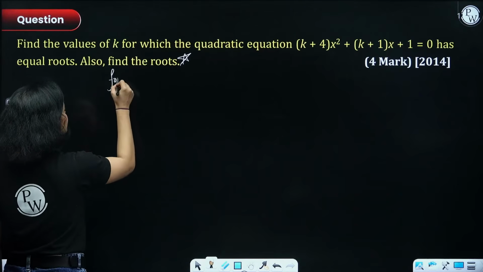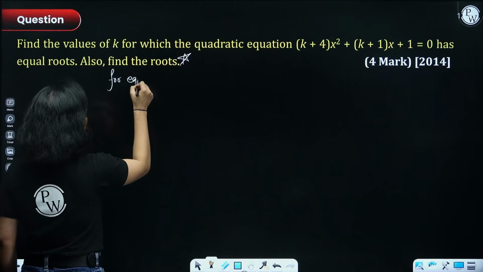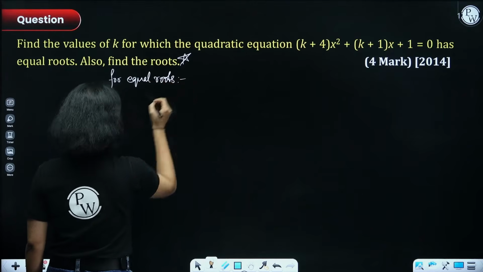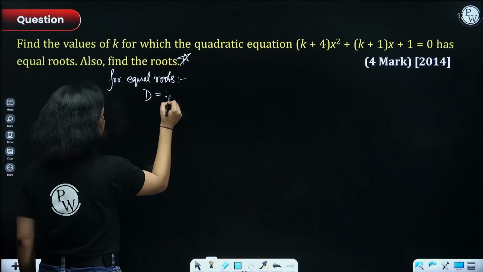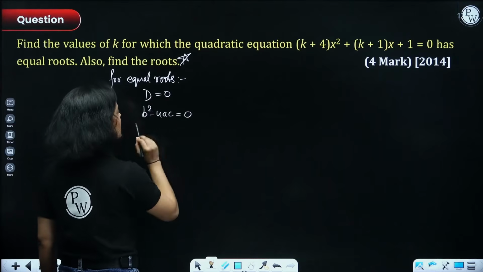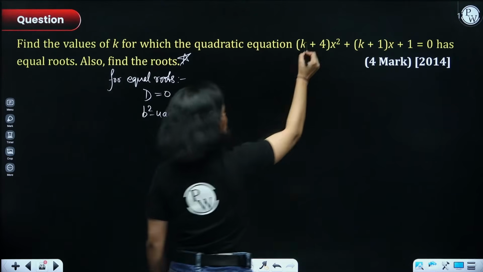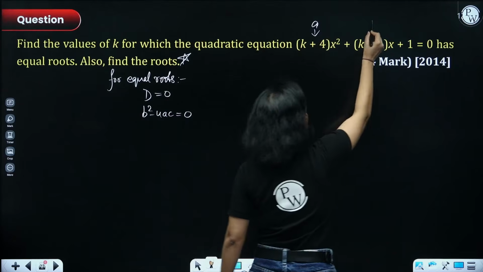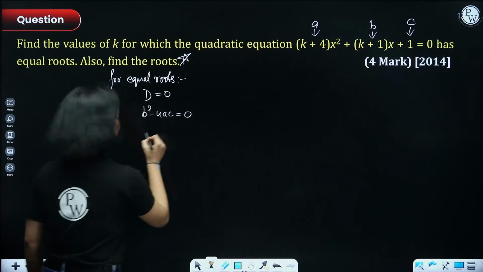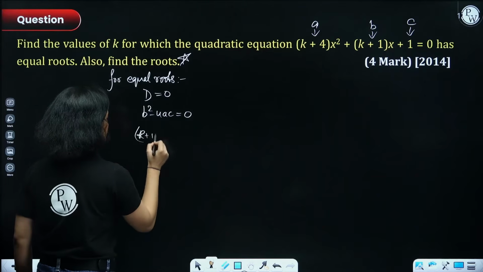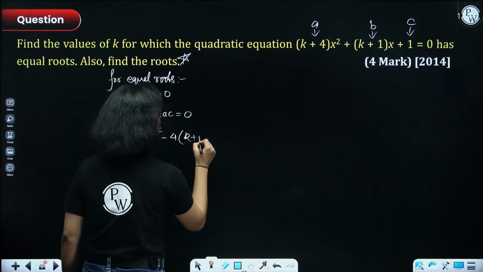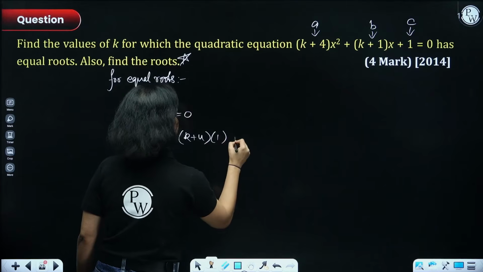So we know that for equal real roots, the discriminant should be 0, right? So b square minus 4ac should be equal to 0. Now let's see what b is. So you can see that a is this, everyone, b is this, and c is 1, right? So what do we have? We have (k plus 1) whole square minus 4 times (k plus 4), c is 1, right? This should be equal to 0.